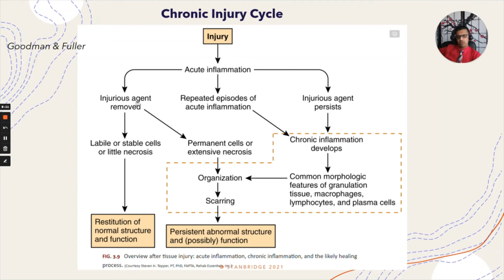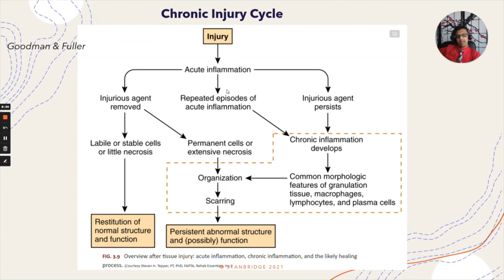First of all, the injurious agent is removed, right? That's at the cellular level. The labile or stable cells have a little necrosis, and then boom, normal function. So ideally, that's what we want. A little bit of inflammation, get rid of all the bad stuff, a little necrosis, and then boom, back to normal function. That's an ideal world, right?